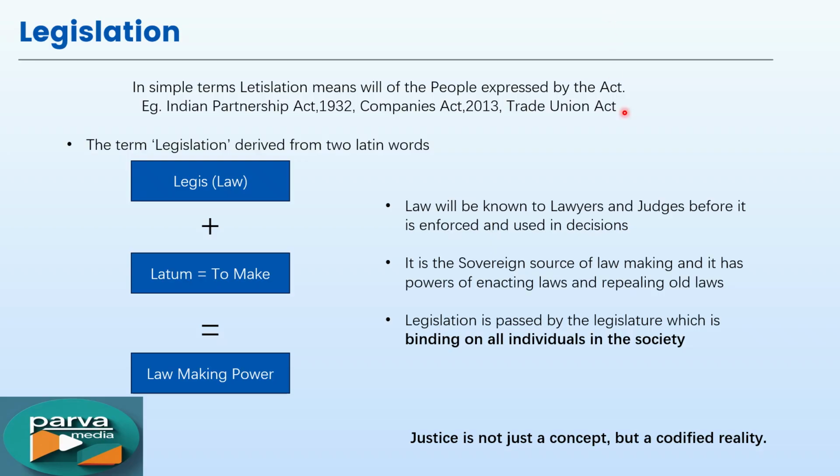In essence, legislation is the backbone of a legal system. It defines rights, duties, and procedures, and ensures that justice is not just a concept but a codified reality. What it means is, every law will have a number of sections, right? Each point is coded, so it is a codified reality. It is not just a concept. I hope you are clear with the concept of legislation and how the laws are made.